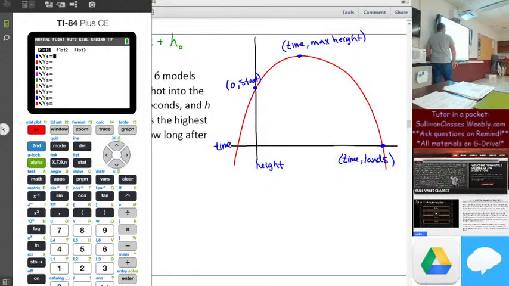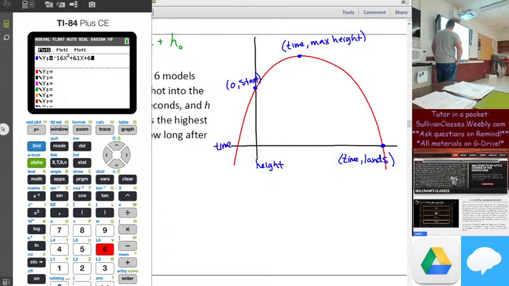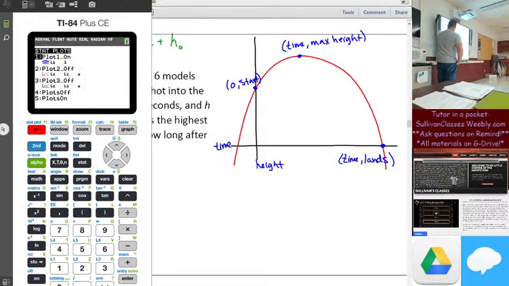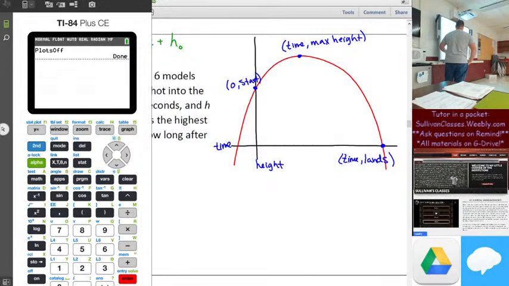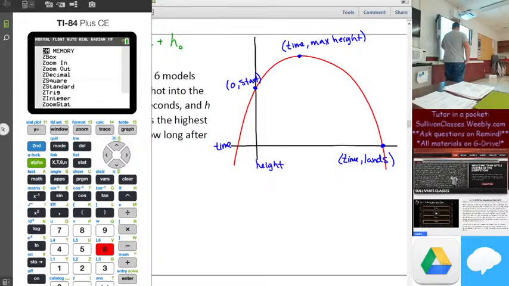Go to y equals. Dump in your stuff. Negative 16, I'll call it x squared since I don't have a t, plus 61x plus 6. I'm going to take my stat plots off because I was doing stuff with pre-calc. Anyway, I'll zoom back to the standard grid and just see what I can see.